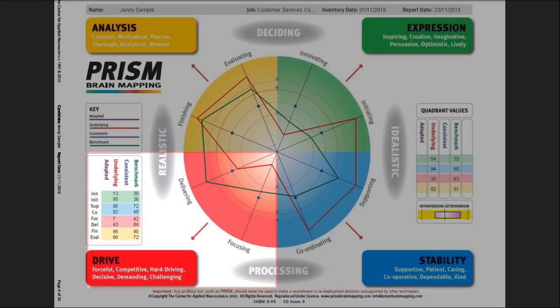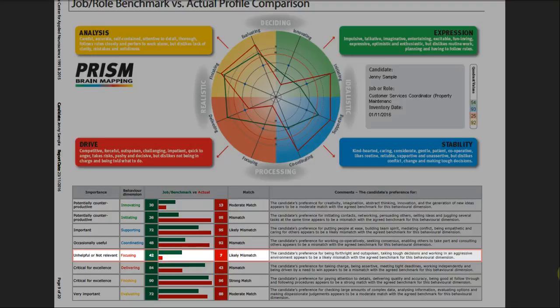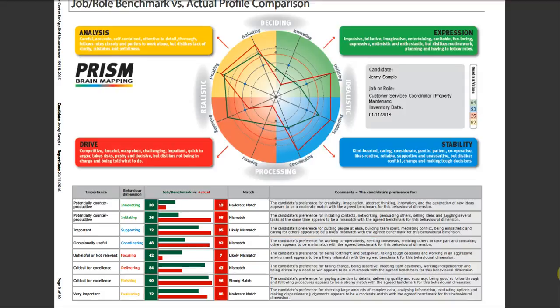Typical Red behaviours: forceful, competitive, hard-driving, decisive, demanding, challenging, independent, assertive, authoritative, fast-paced, energetic, determined, competitive, ambitious, and task-oriented. We'll now move to section 4 to have a look at the 2 dimensions in the red quadrant. Focusing. A preference for being forthright and outspoken, taking tough decisions, working in an aggressive environment. The role requires 42 and is marked as unhelpful or not relevant. The candidate scores really low at 7, so this is scored as a likely mismatch, as it is feasible a candidate could flex up to the required score.